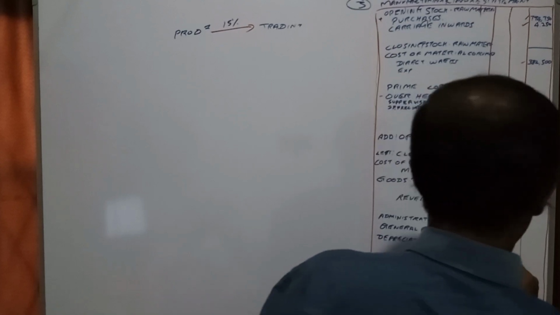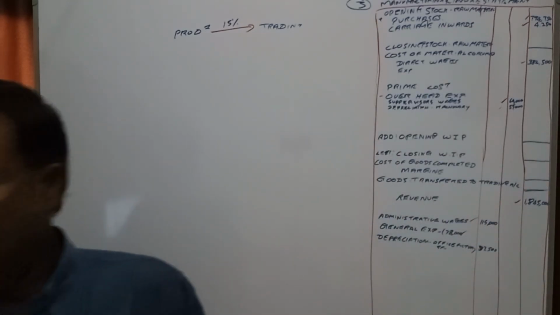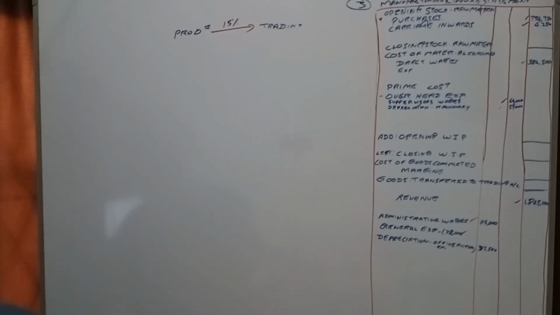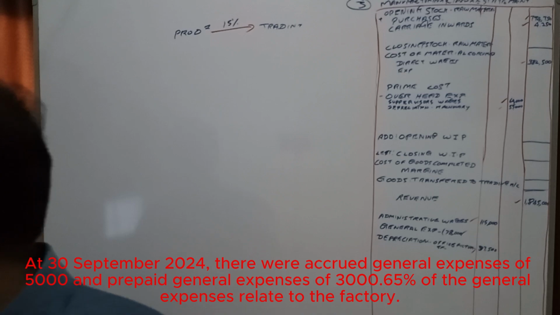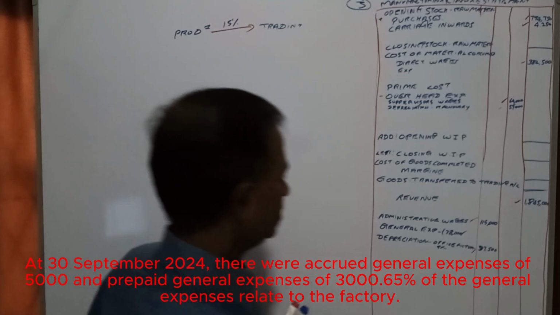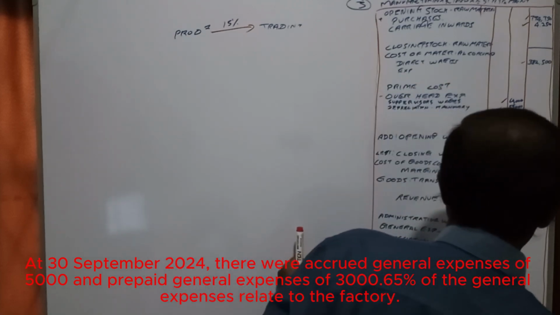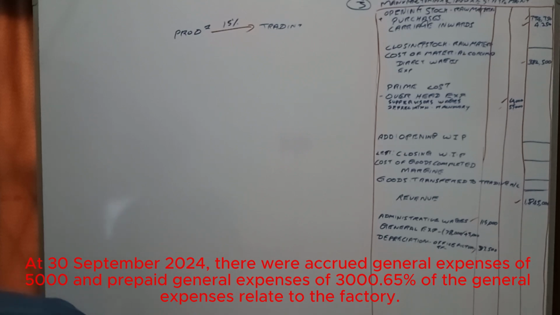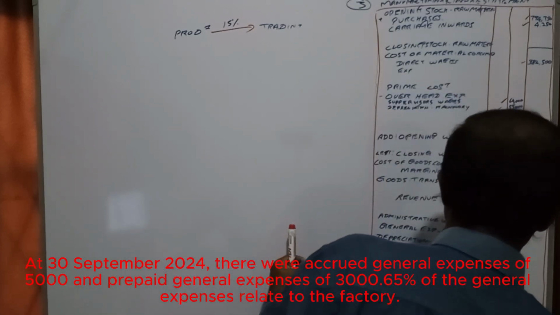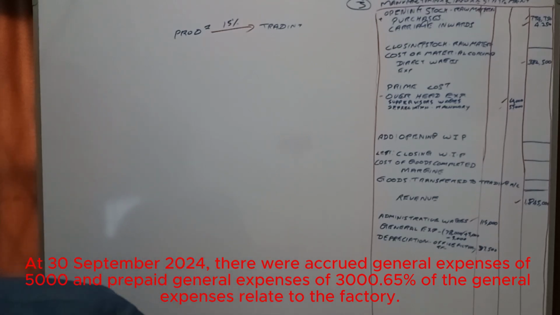Office furniture and fittings 37,500. In the additional information, as at 31st September 2024 there were accrued general expenses of 5,000 and prepaid general expenses of 3,000. General expenses given is 78,000, with that 5,000 is accrued general expenses, and prepaid 3,000.